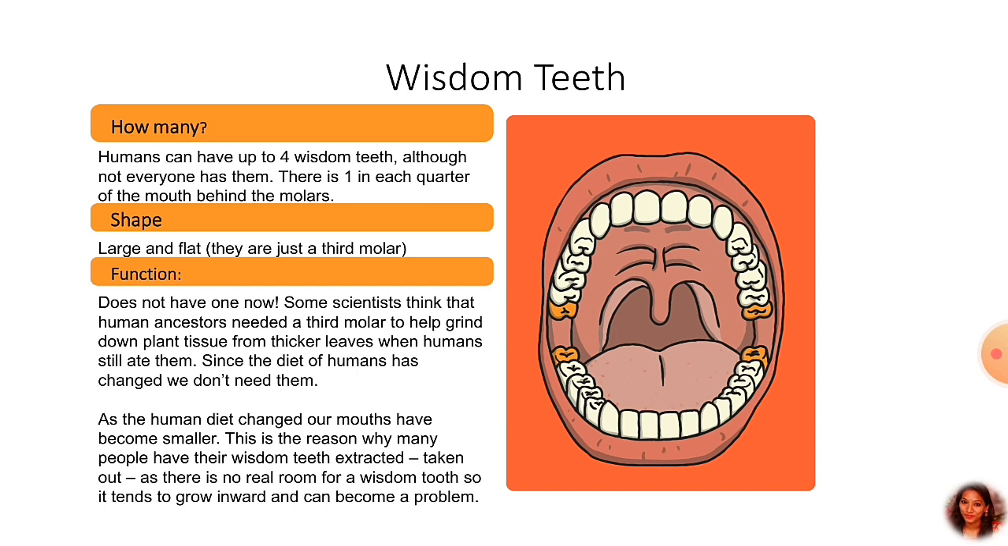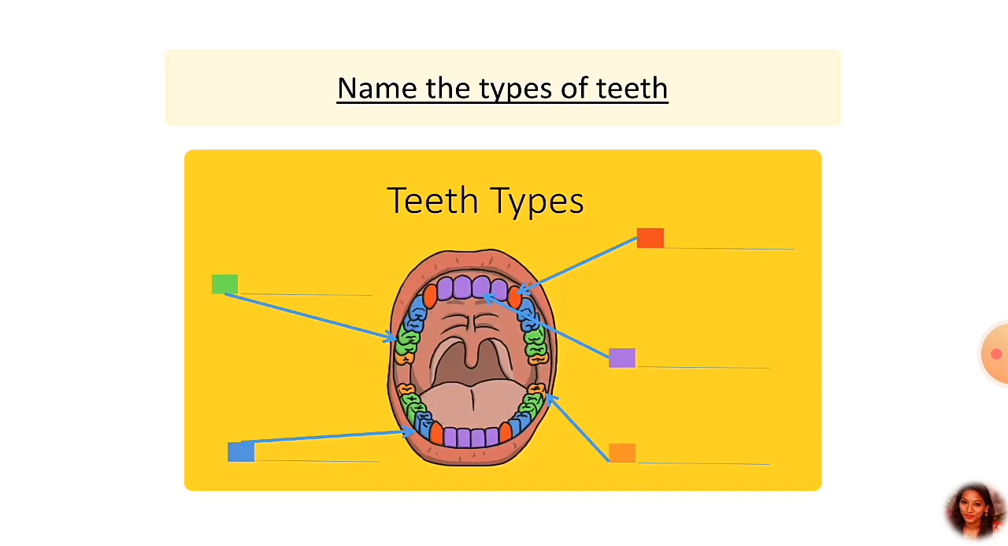As the human diet changed, our mouths have become smaller, as we all know nowadays, and this is the reason why many people have their wisdom teeth extracted, taken out. As there is no real room for the wisdom tooth, it tends to grow inward and can become a problem for us. So we need to remove that as soon as possible. So this is how the whole structure of teeth becomes a simple one.